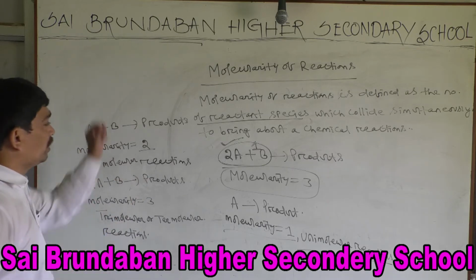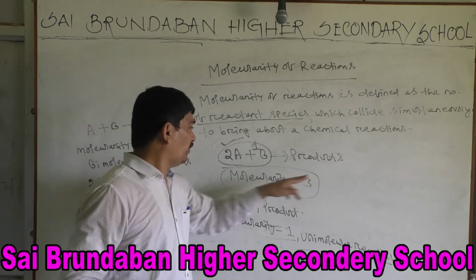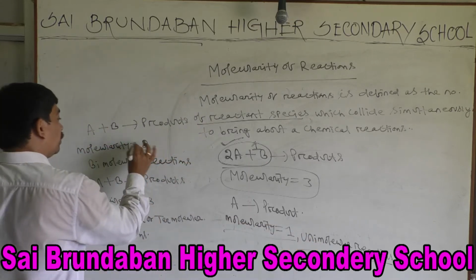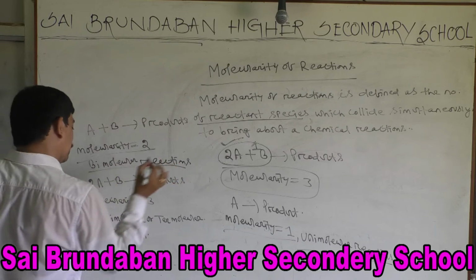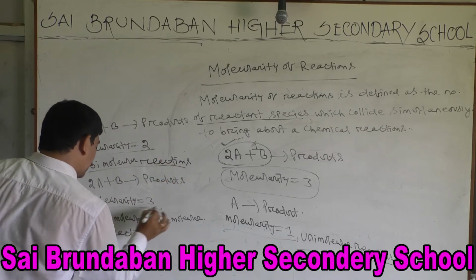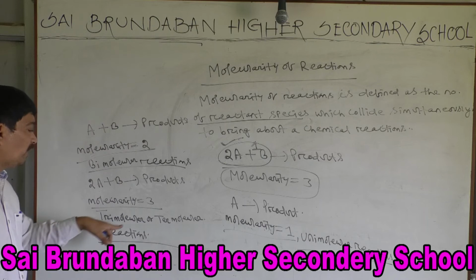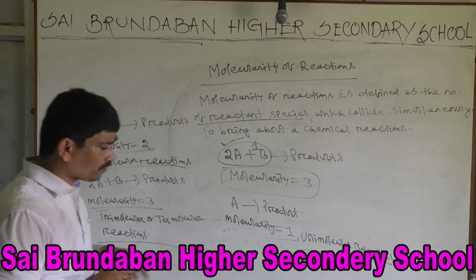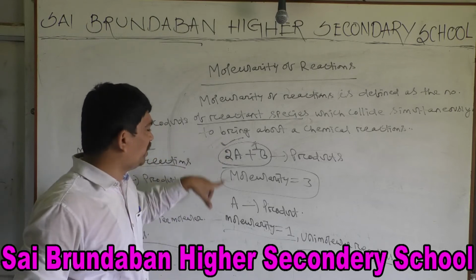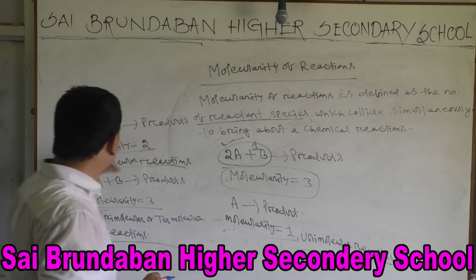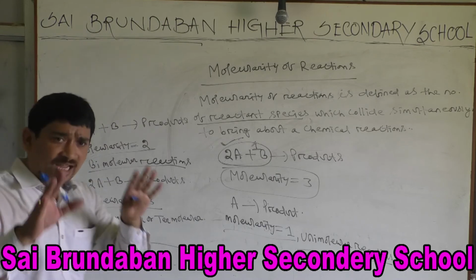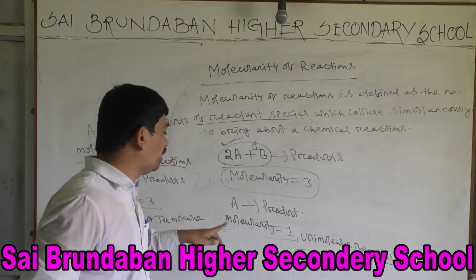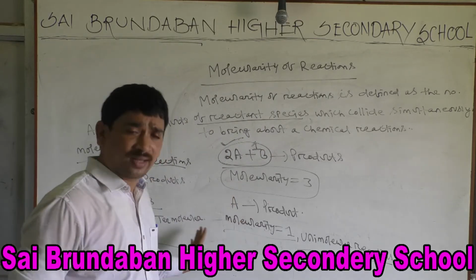Reaction clear. So molecularity 1 is unimolecular, molecularity 2 is bimolecular, molecularity 3 is trimolecular, or termolecular reaction. Clear? All about this, we will give A to B, or A plus B to A plus B. This is hypothetical; I am taking the real example of unimolecular, bimolecular and trimolecular reaction.